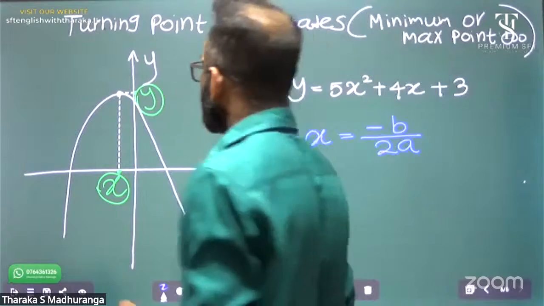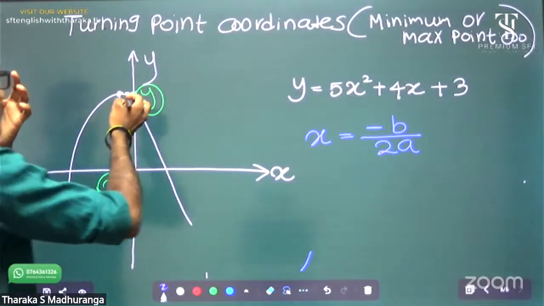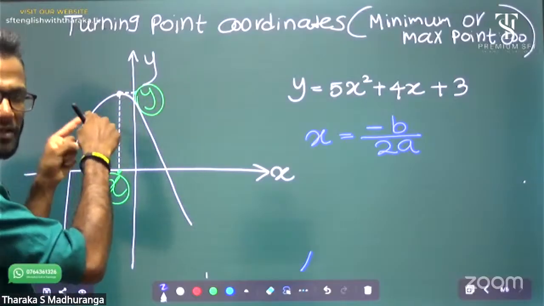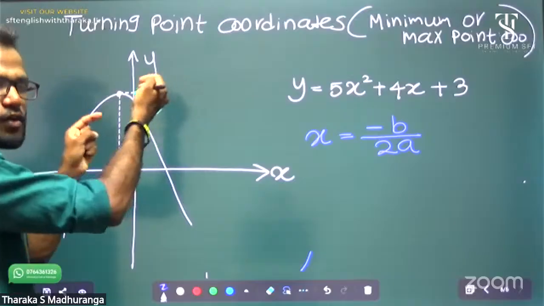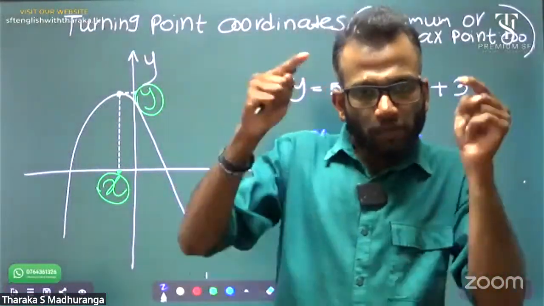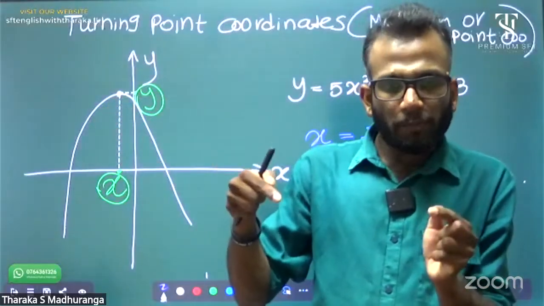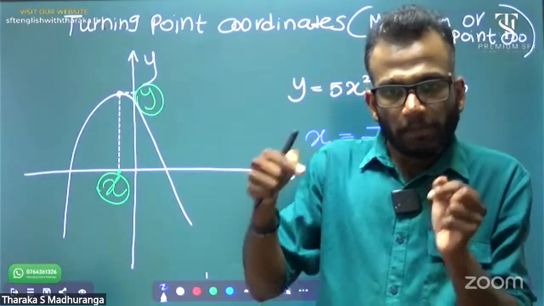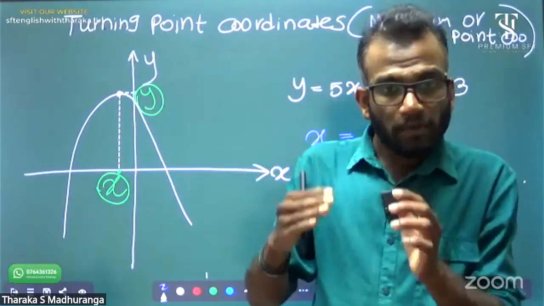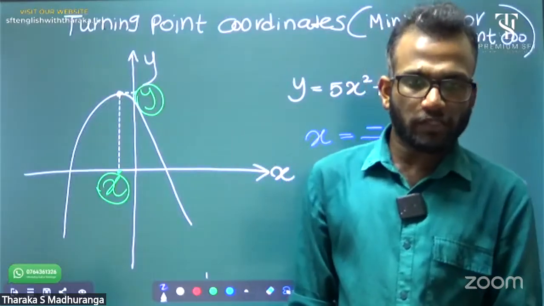Okay, what's the meaning of turning point coordinates? If you have a maximum quadratic function, the x and y coordinate values of the maximum point are the turning point coordinates. If you have a minimum quadratic function, at the minimum point of the parabolic shape, the x and y coordinates are the turning point coordinates of the minimum quadratic function.